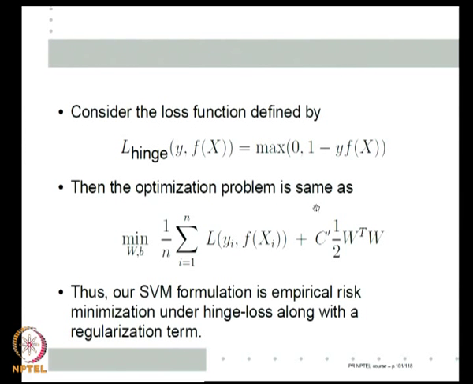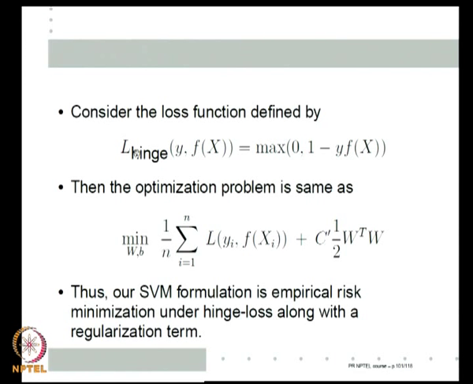So, which means our SVM formulation is nothing but empirical risk minimization under the hinge loss along with the regularization. So, SVM is also no different from empirical risk minimization. It is just doing empirical risk minimization under a special loss function called hinge loss, which we already saw as an example loss function when we considered loss functions.